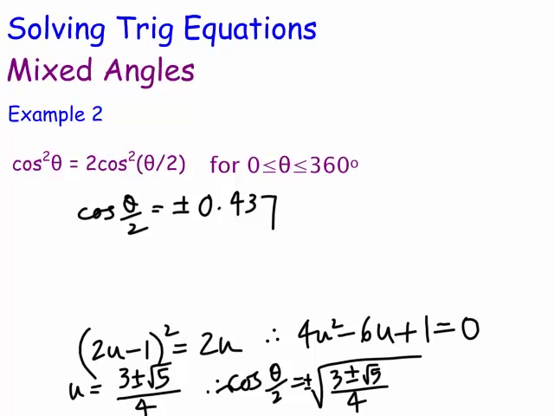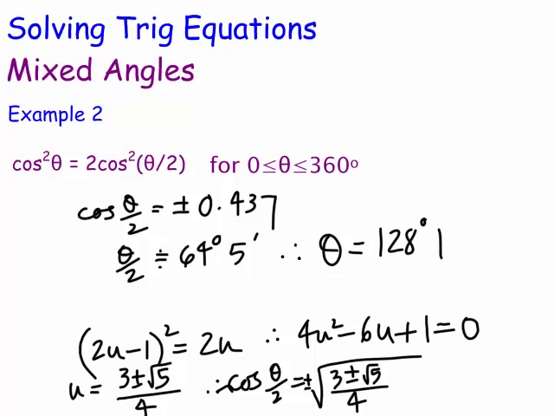We end up getting theta on 2 is approximately equal to about 64 degrees and 5 minutes. Therefore theta should be 128 degrees, say 10 minutes. This is approximate.